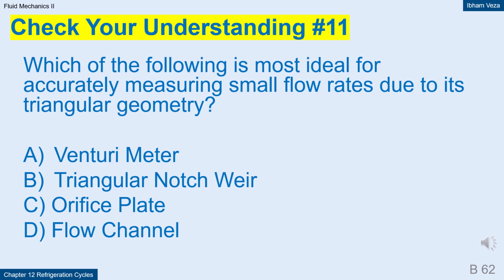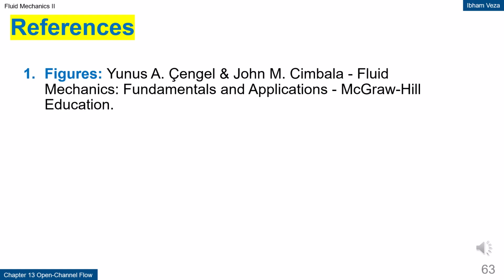C. Orifice plate. This option is incorrect because orifice plates are typically used for higher flow rates and do not have the triangular geometry specific to the question. D. Flow channel. This is incorrect, as a flow channel does not specifically refer to an instrument with triangular geometry for precise flow measurement. References.